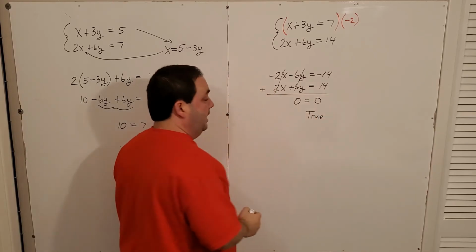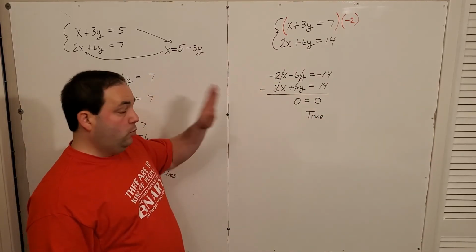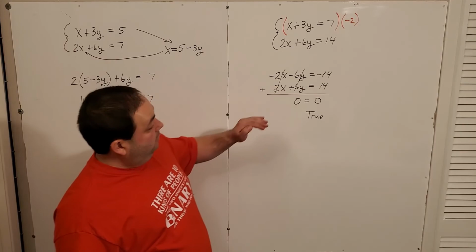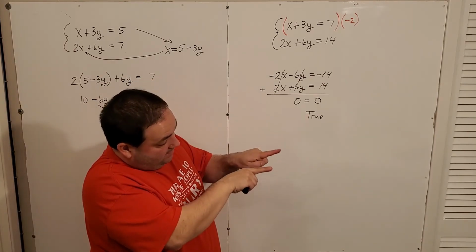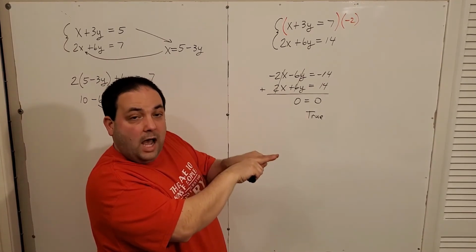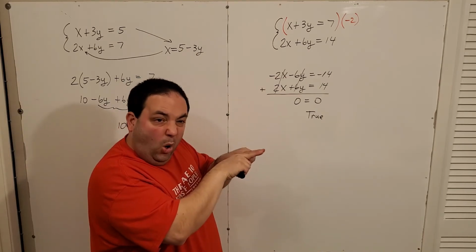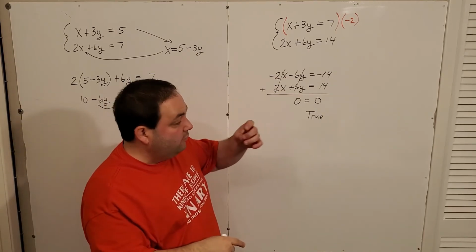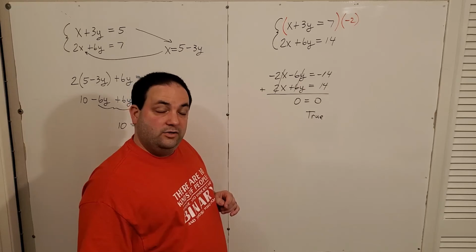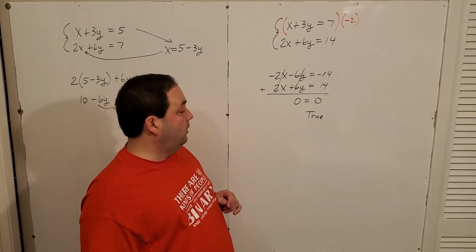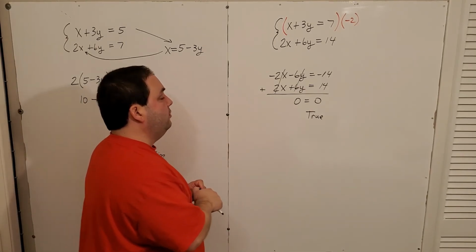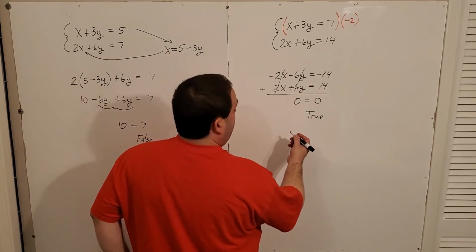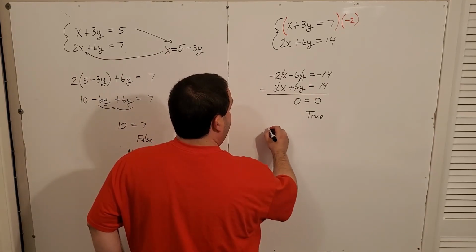If you land on a true statement, no matter which method you use, that means the two lines are on top of each other. It's always true, in other words. Every single point is true for both. Okay? So what we do then is we have to say the solution set.